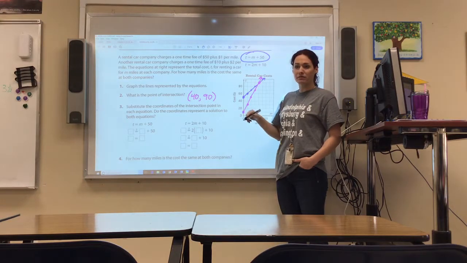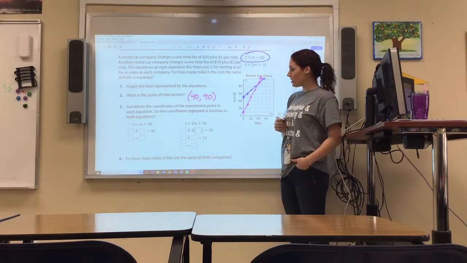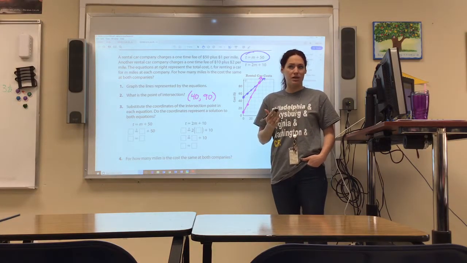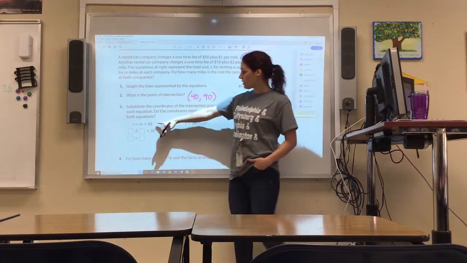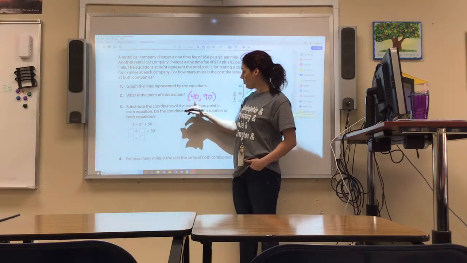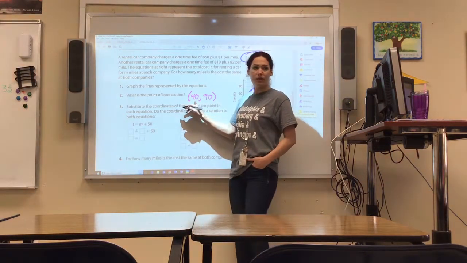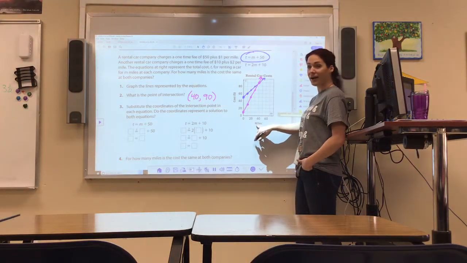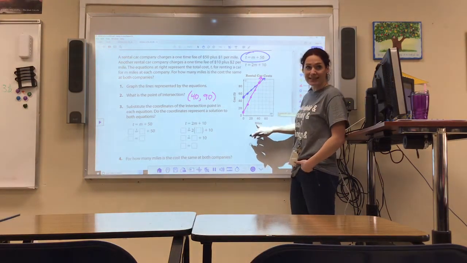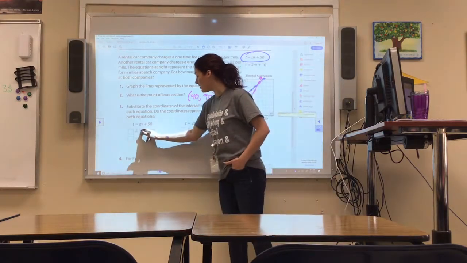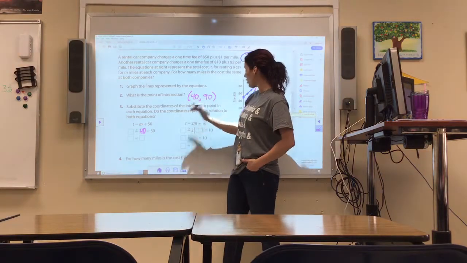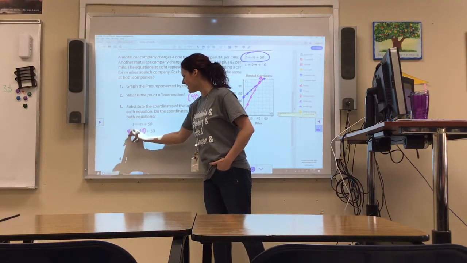Number 3. Substitute the coordinates of the intersection point into each equation. Do the coordinates represent a solution? So do they work when you substitute them into the equation? So here's my first equation. I'm going to put 40 in for which variable? T. Wait, 40 goes in for miles. Miles, that's my x-axis number. So it's going to go in for miles. And 90 goes in for the cost, which they called T for some reason.